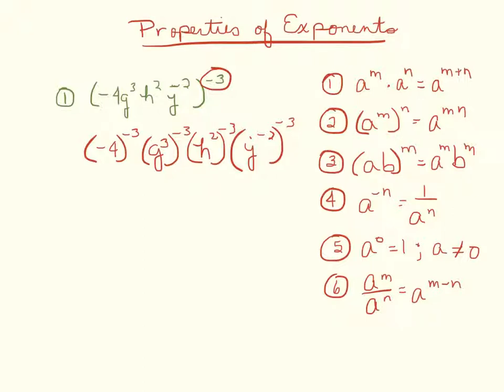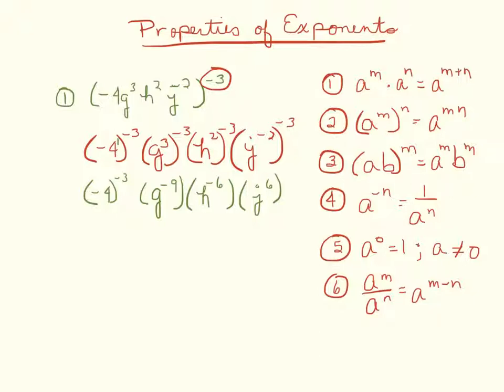Now we apply rule number 2, which says when you have something with an exponent raised to a power like that, you multiply the two. Now you'll notice there is no exponent on this 4 in here, but when we don't show an exponent, the exponent's 1. So this is negative 4 to the negative 3 power still. I can't really rewrite that anyway. This is G to the negative 9th, multiplying the exponents, H to the negative 6, and J to the positive 6. I raised each thing.